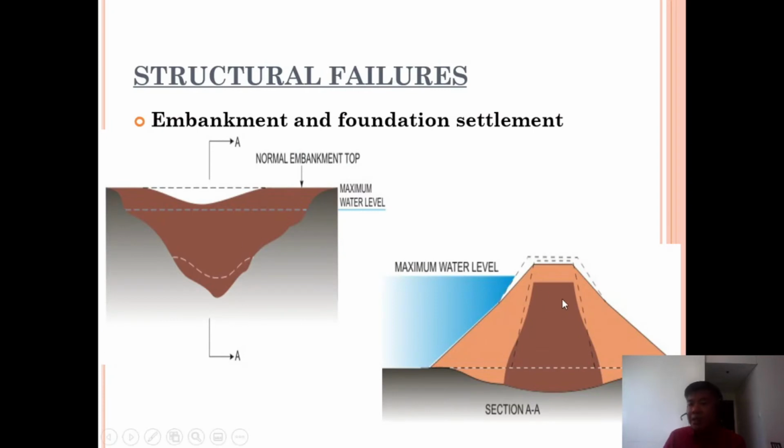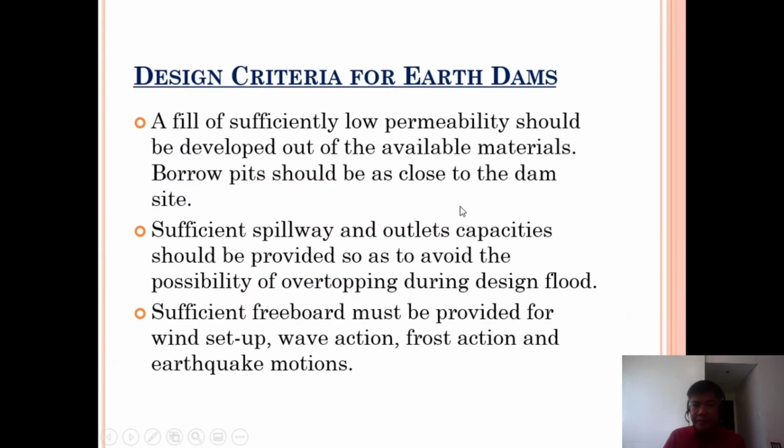The embankment itself and the foundation could settle. It could be a problem of the bearing capacity. That's why it is also part of the analysis. But I mentioned earlier that we will not be looking into this analysis in terms of settlement and the stability of the foundation in terms of the bearing capacity.